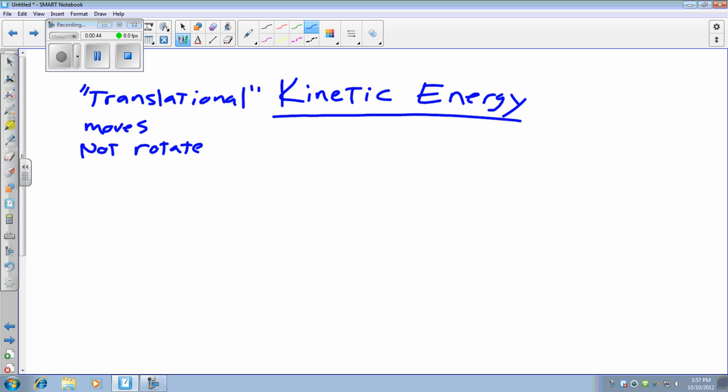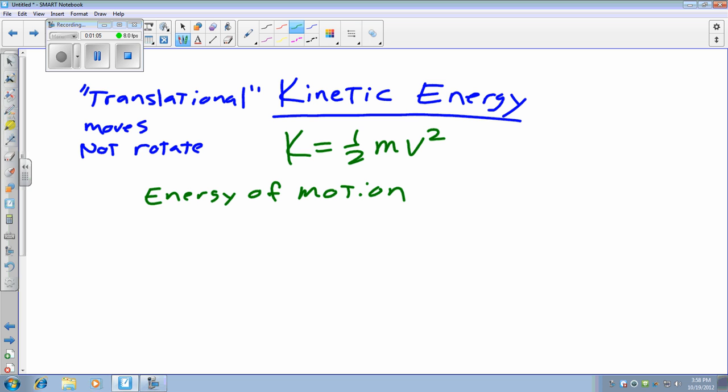Now, kinetic energy. Here we go. This should be familiar. K is equal to 1/2 mv squared, which, at this point you got to know what that is. It is the energy of motion. And you got two things. The greater the mass, the greater the kinetic energy. But here's the other thing, a change in velocity gives you a much bigger change in the kinetic energy because of that velocity squared.